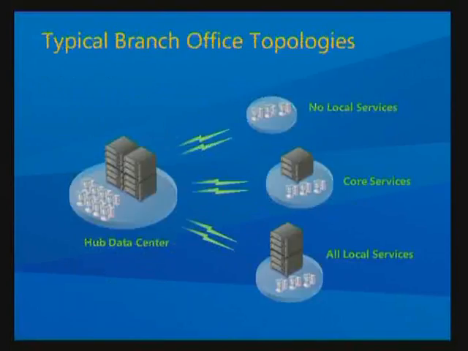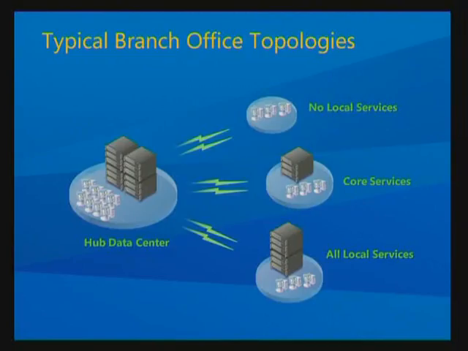So let's talk about branch office. These are the typical topologies that are out there. There are one or more hubs and one or more branches, and there are different approaches to providing services in the branch. There's the approach where you have no services in the branch at all. All that are there are desktop PCs and end users. How many people have that kind of scenario in their environment today? Raise your hand, please. Okay.